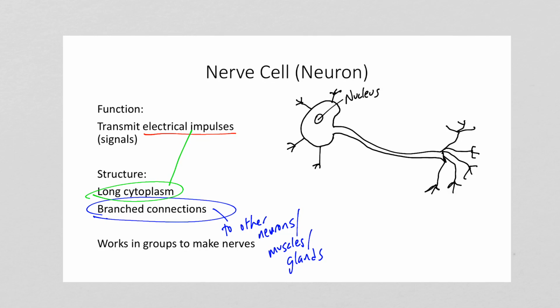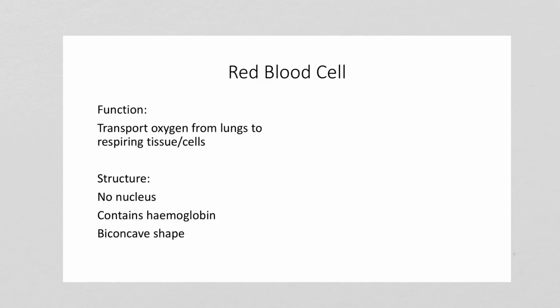We're going to move on to red blood cells, which come up in B2. Really, really important. Those transport oxygen from lungs to the respiring tissues or cells. And remember, when we say respiring, we mean aerobic respiration to release energy. If you think respiring means breathing, there's a biologist somewhere in the world that starts to cry, so please don't say that. Please don't think that.